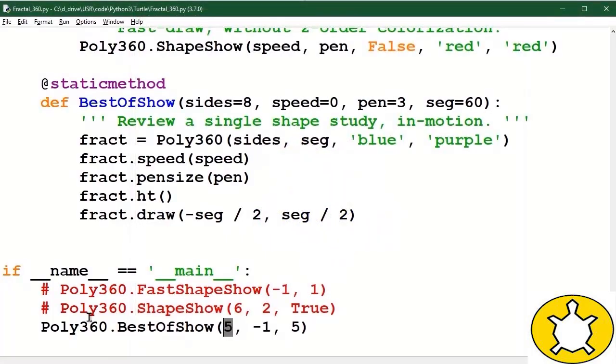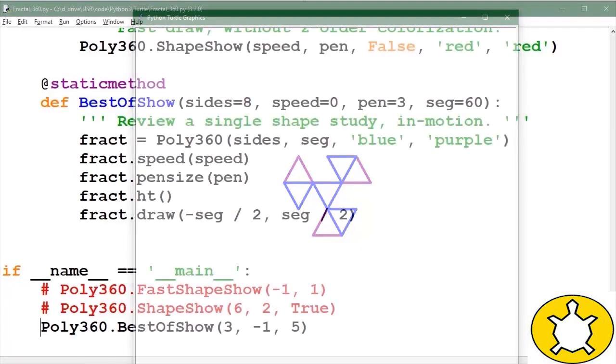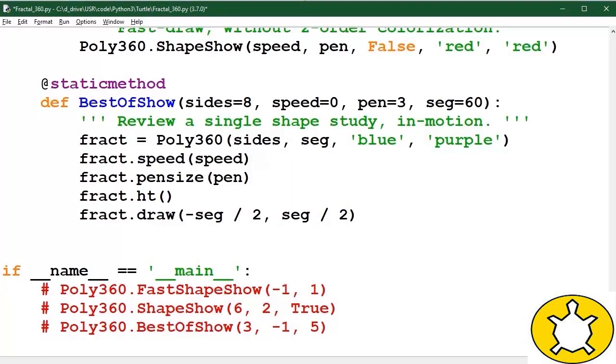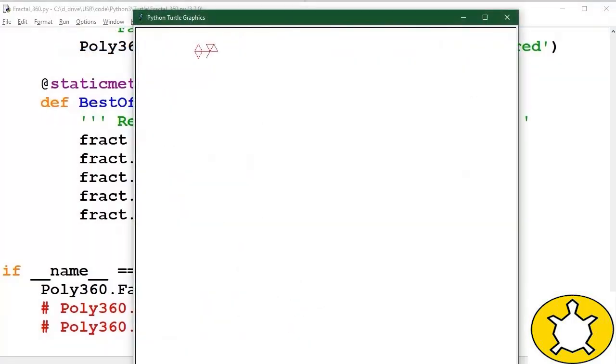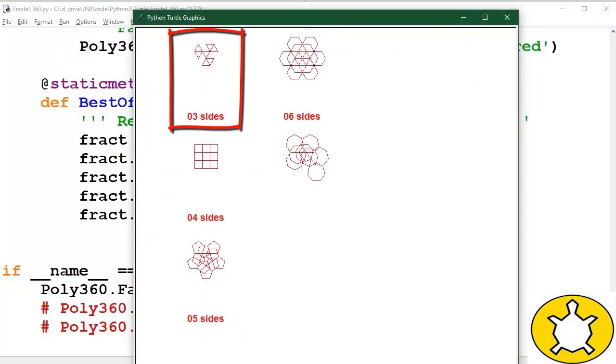I like the 3 simply because it gives us another idea of having a blooming flower or perhaps a burgeoning shape. The next thing to do would be to take a look at our same color or fast shape show, once again keeping our speed as fast as possible, as well as a 1 pixel pen size. We also labeled underneath each shape the number of sides being drawn, this time quickly and in the same color.